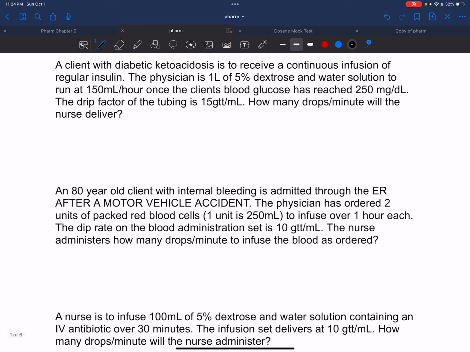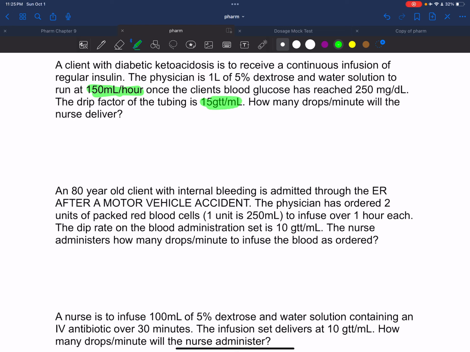A client with diabetic ketoacidosis is to receive a continuous infusion of regular insulin. The physician ordered 1 liter of 5% dextrose and water solution to run at 150 milliliters per hour once the client's blood glucose has reached 250 milligrams per deciliter. The drip factor of the tubing is 15 drops per milliliter. How many drops per minute would the nurse deliver?